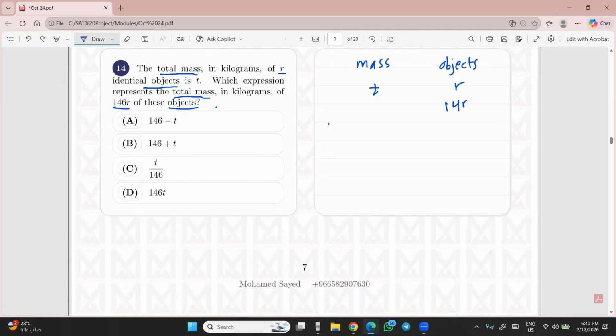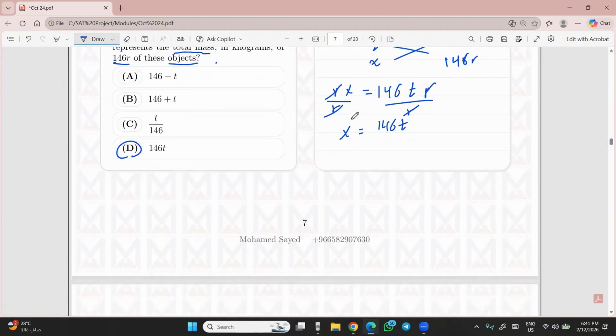We can consider it another letter like X, for example, and we can just cross multiply. X times R is Rx is equal to T times 146 R, which is 146TR. And we need to get the value of X alone, so we can divide by R on both sides. R cancels R on both sides, and X is equal to 146T, which gives us letter D.